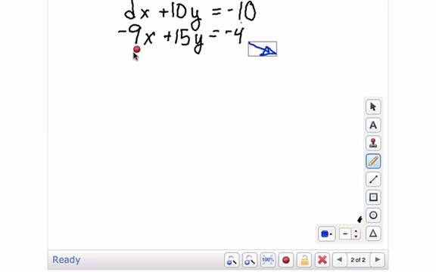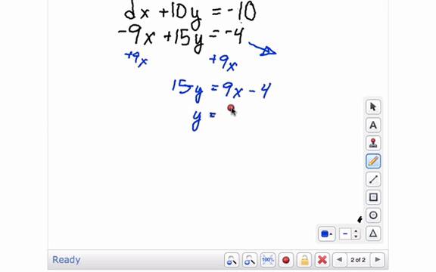for y. So I'm going to add 9x to both sides. Okay, and so that is going to give you 15y equals 9x minus 4. You're going to divide everything by 15. So let's see, you'll have 9/15 x minus 4/15. And you could simplify 9/15 by dividing both by 3, which gives you 3/5.